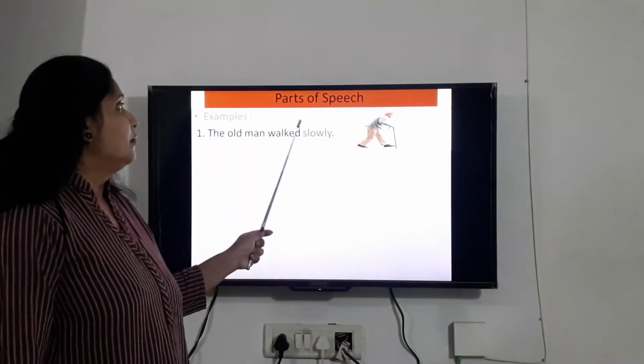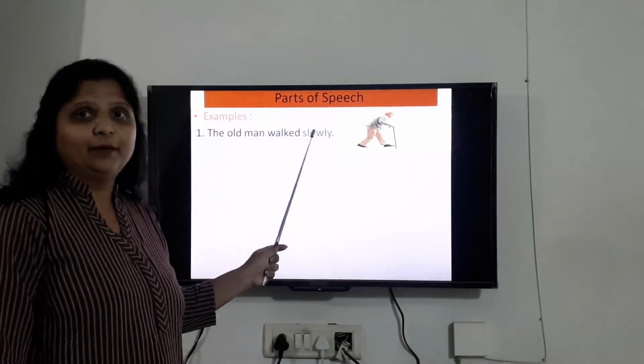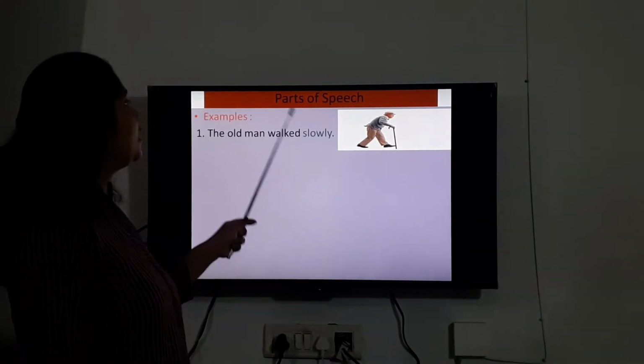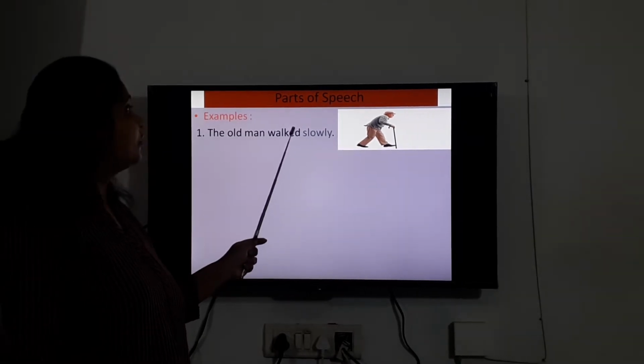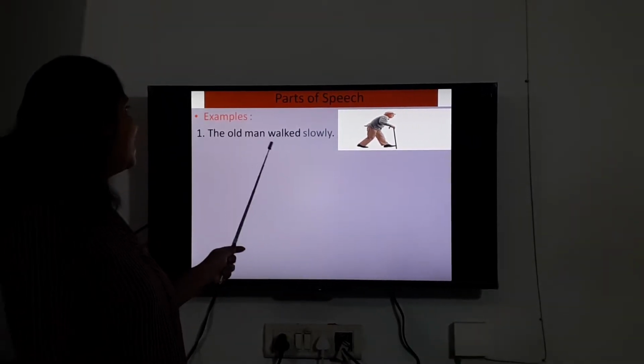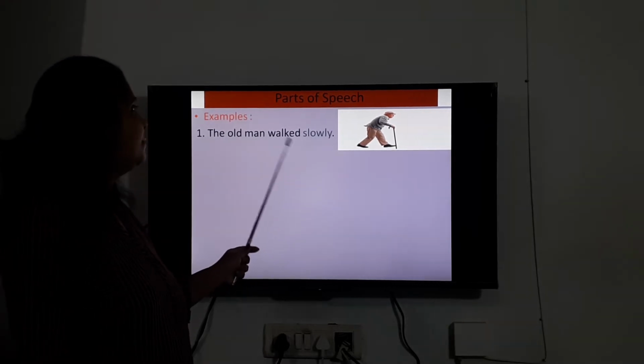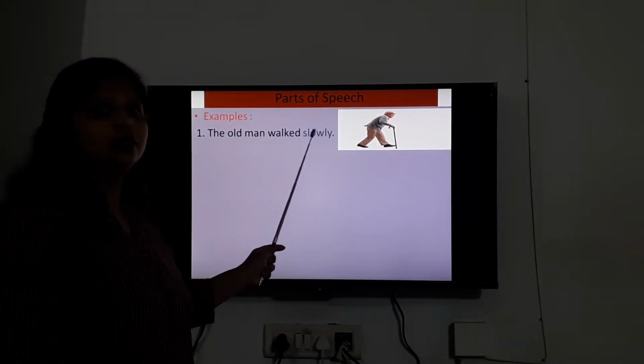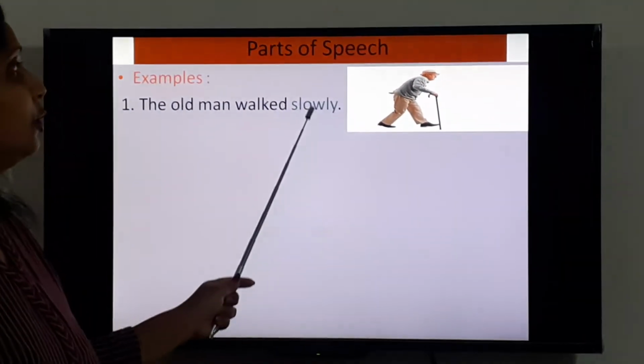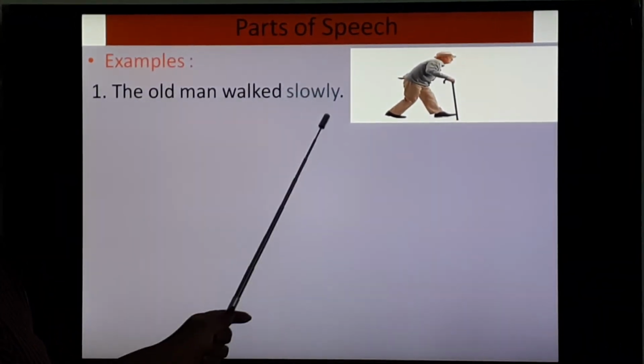Now, what is the definition of an adverb? A word which adds something to the meaning of a verb. So here walk. If I ask how did the old man walk? The answer would be the old man walked slowly. So here slowly, that is an adverb.